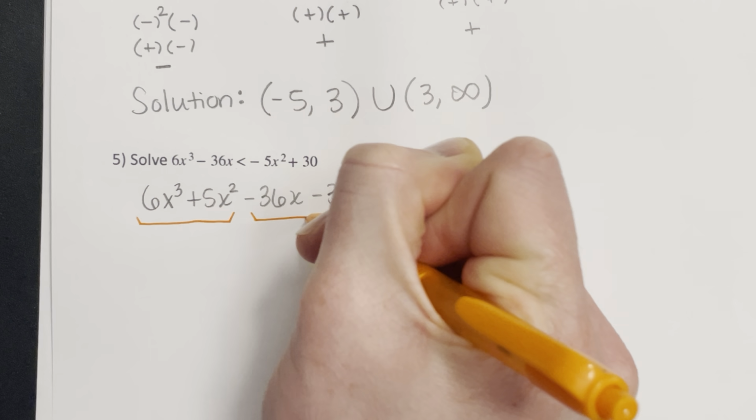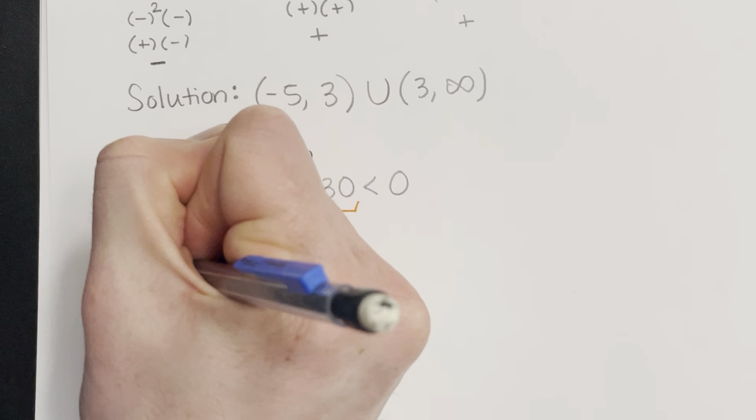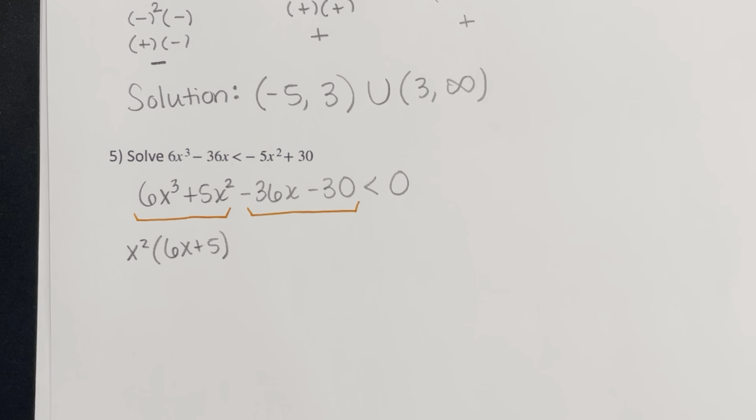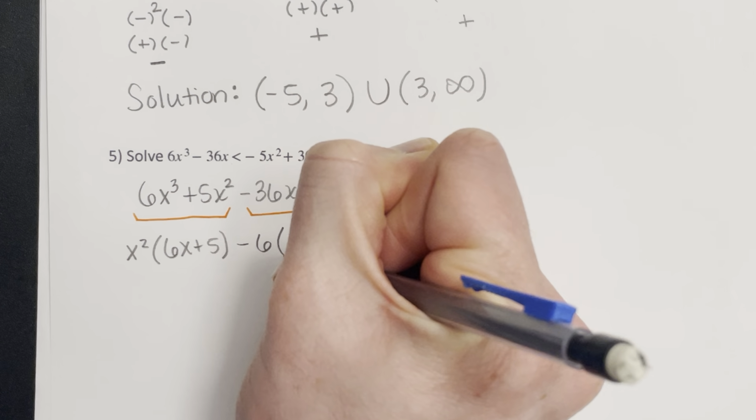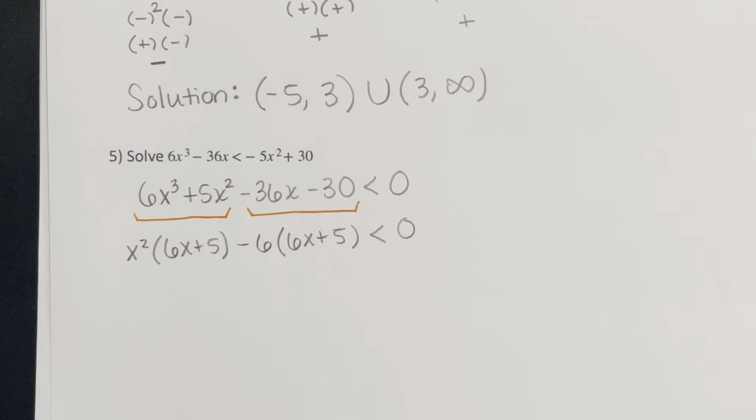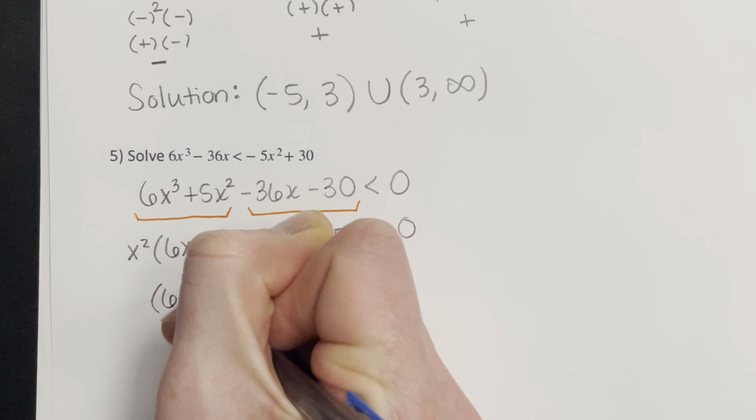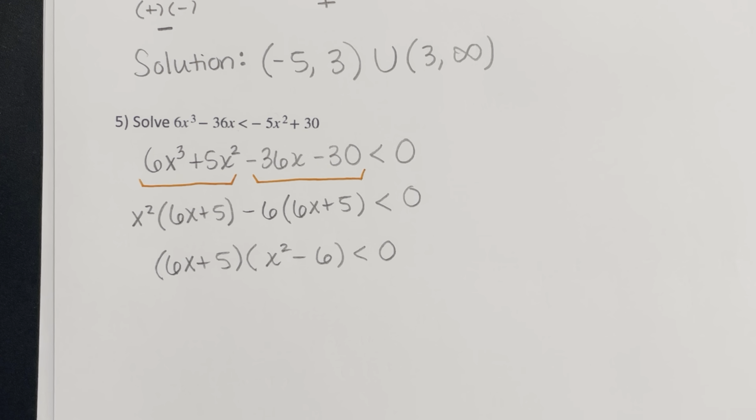So I'm going to group these together. We get an x squared that factors out. 6x plus 5 is left over. So x squared times 6x plus 5. And then we factor out a GCF here of minus 6. And that's 6x plus 5 as well. It's still less than 0, but we want to put this in factored form. So our common factor, 6x plus 5, would factor out times x squared minus 6. This doesn't factor more, and that's okay. It doesn't have to, but I can find the zeros.